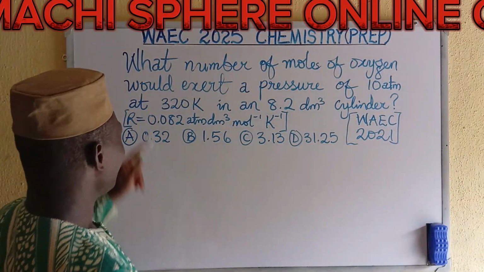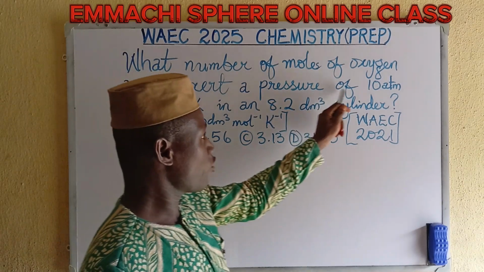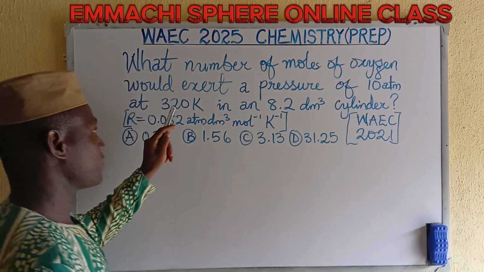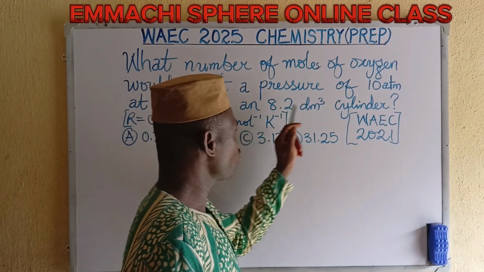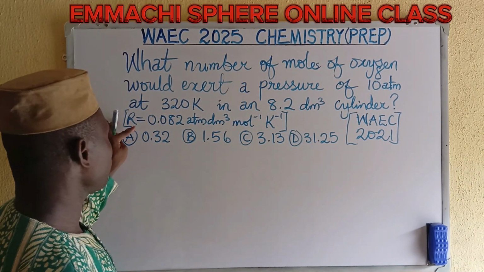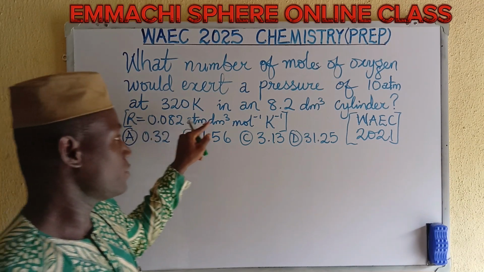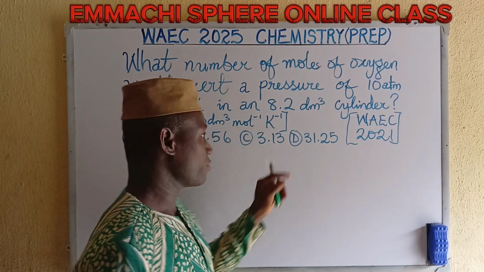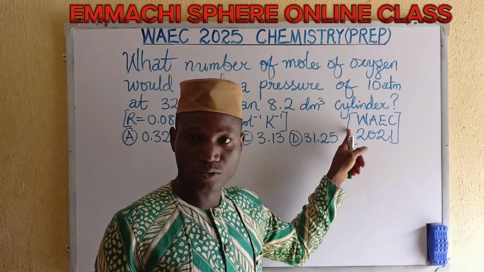Hello. What number of moles of oxygen would exert a pressure of 10 atm at 320 Kelvin in an 8.2 decimeters cube cylinder? Now, the gas constant is given here as 0.082 atm dm cube per mole per Kelvin. We'll solve and then get the correct answer. This is from WAEC 2021.